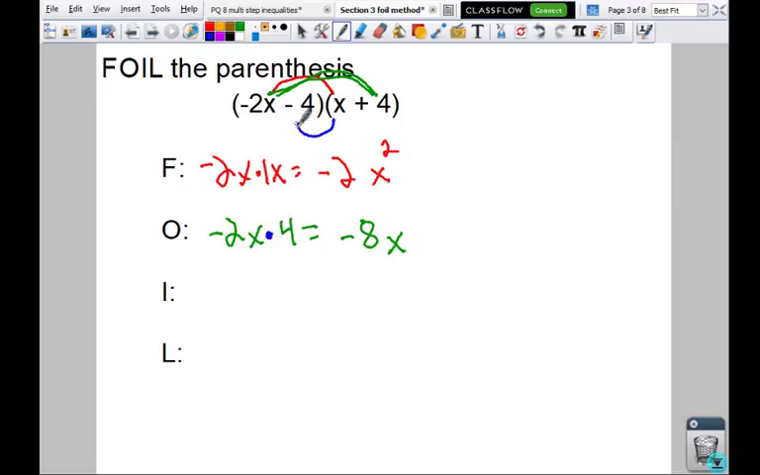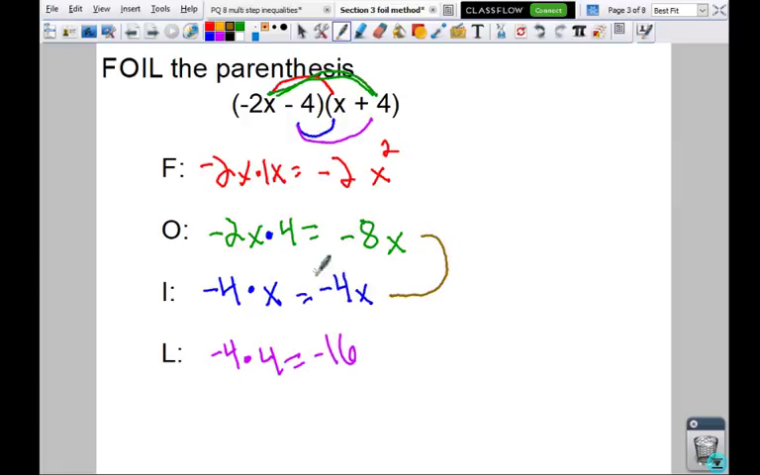Okay, for my inside, it's negative 4 times x, which is just negative 4x. And then for my last, it is negative 4 times 4, which is negative 16. Okay, almost done. I just need to combine my like terms and write out my answer. So, these are both x's, right? So, I can combine these. Negative 8x minus 4x is negative 12x.